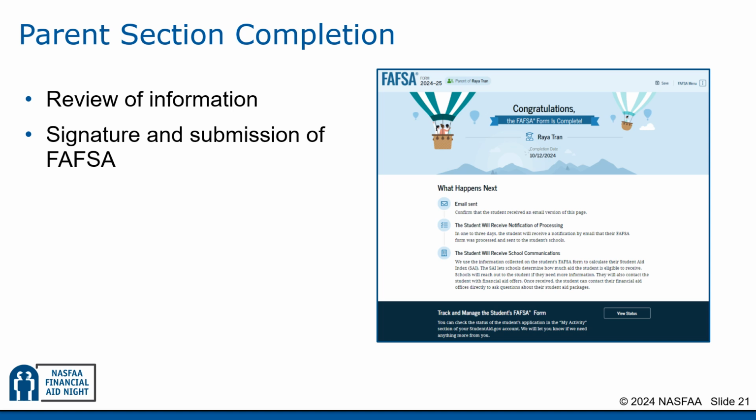After the parent completes all of their information, it will again show a review of everything that was entered up until that point. Make sure parents go through and review this information to make sure that everything looks correct. And then finally, it will ask for a signature and submission of that FAFSA form on the parent's FSA ID, just like it did for the student's information as well. If the student completed that FAFSA form portion first, and the parent goes through and signs and submits this FAFSA, this will finalize the form so that it can be processed by the federal government and determine what that student aid index, or SAI, will be.